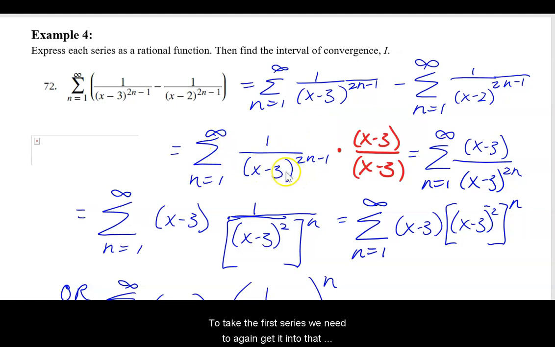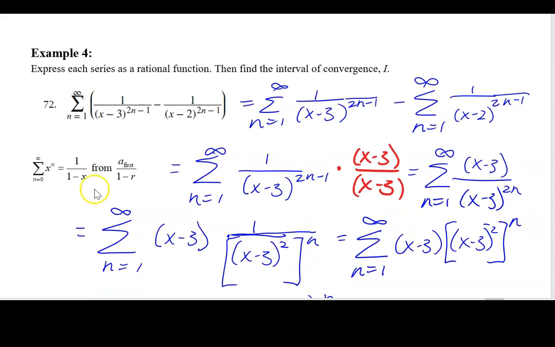To take the first series, we need to again get it into that typical power series format based on the geometric series formula. Here again is our representation for the power series with its rational function expression based on the formula for a convergent geometric series. To take the first series, 1 over x minus 3 raised to the 2n minus 1 power, I first need to get a base being raised to an n power or a 2n power.